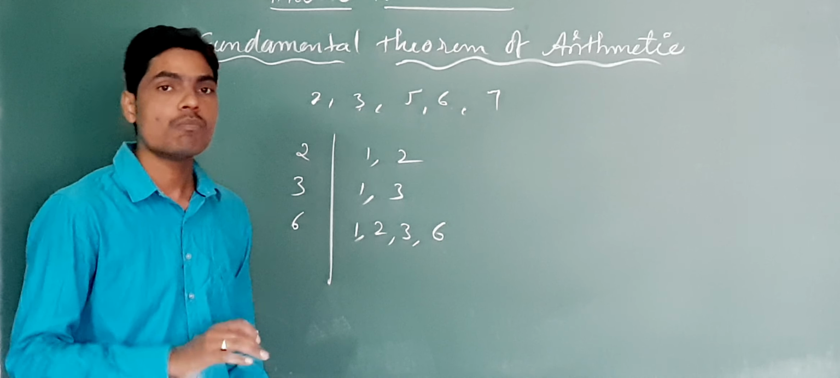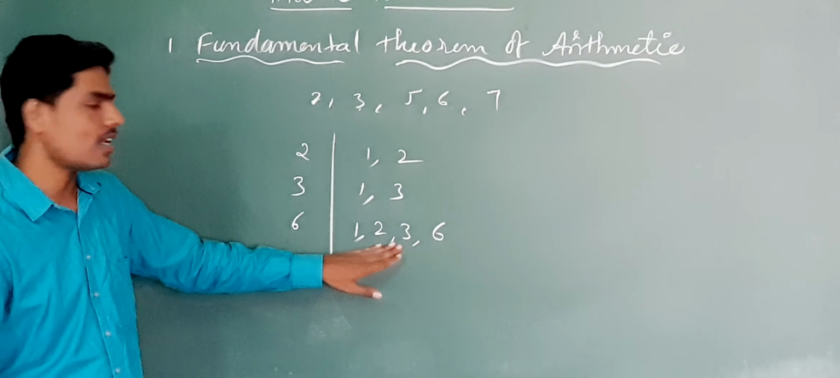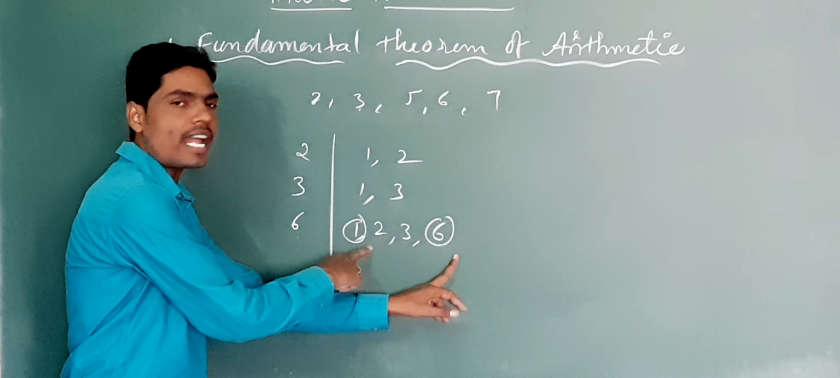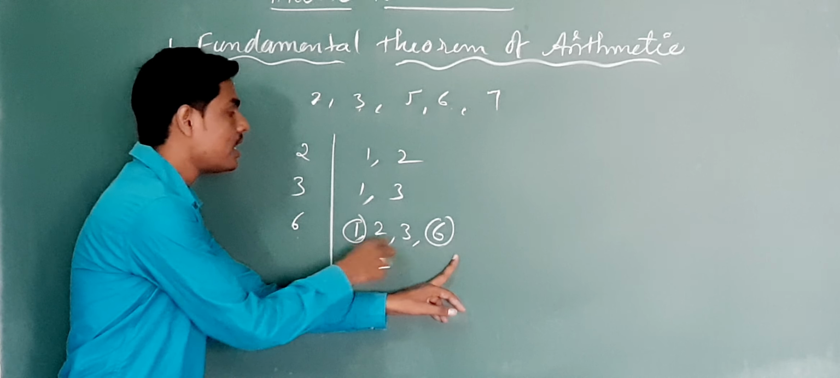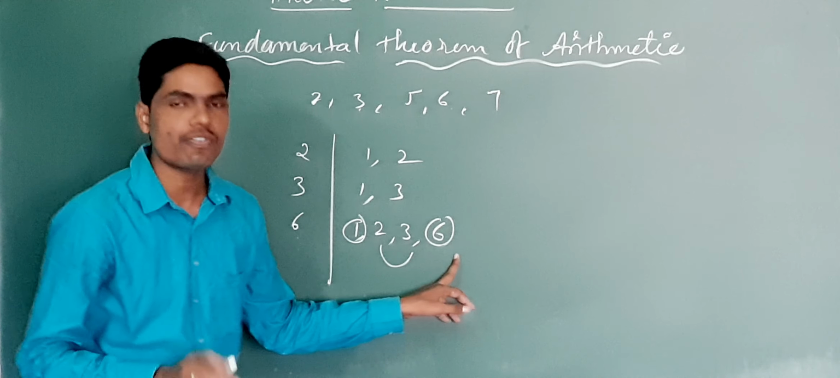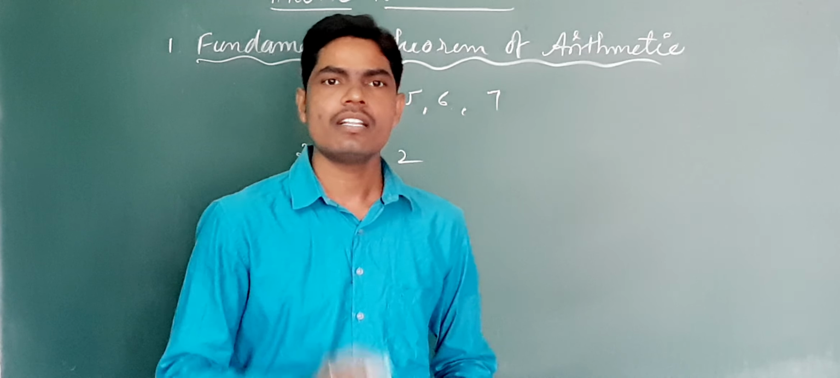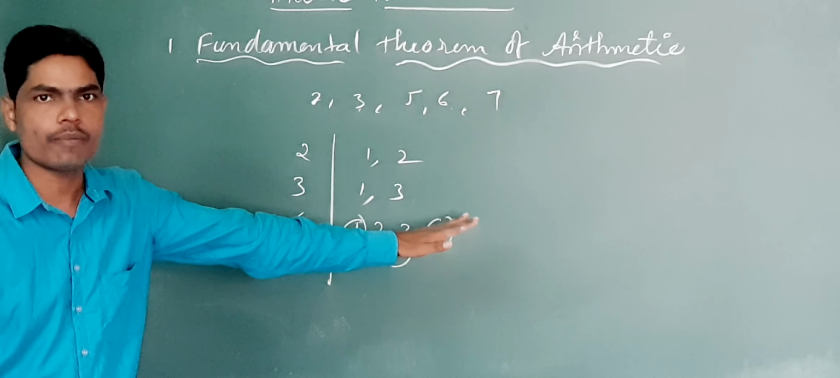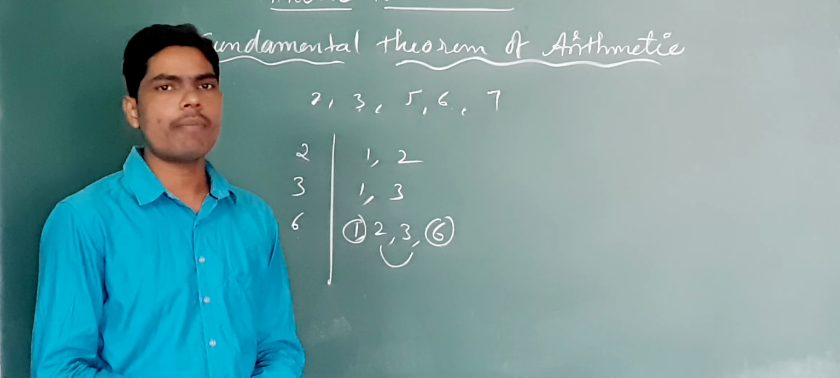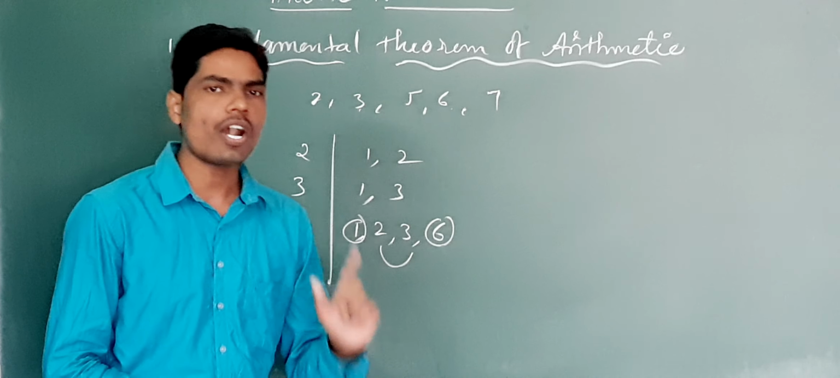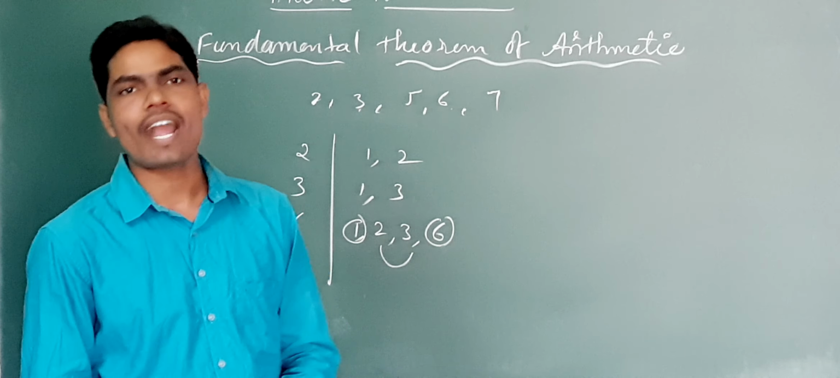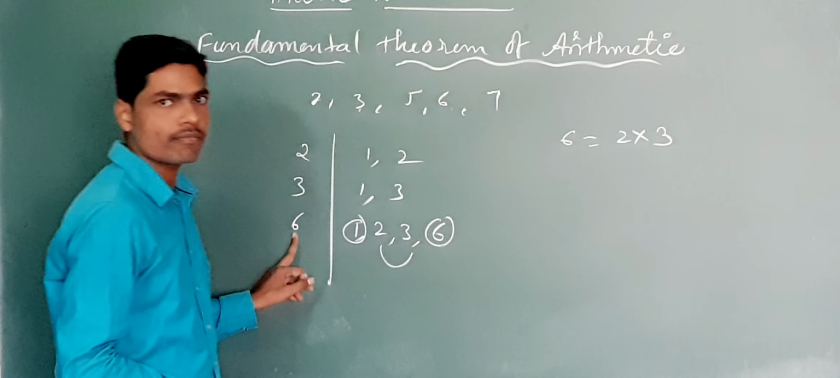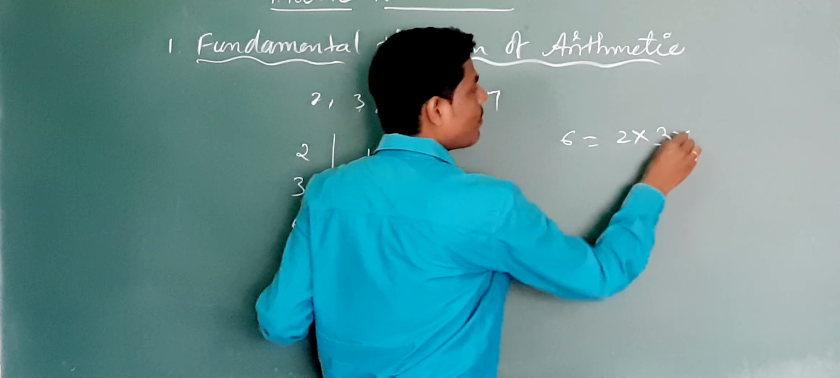If a number has more than 2 factors, other than 1 and itself. For 6, 1 and 6 are factors, and other than these, 2 and 3 are also factors. That means if a number has more than 2 factors, those numbers are called composite numbers. Now comes to the composite numbers topic here. Any composite number can be written as the product of 2 or more prime factors. Here 6 we are taking. So 6 we can write as 2 into 3. 1 is a factor for every number.